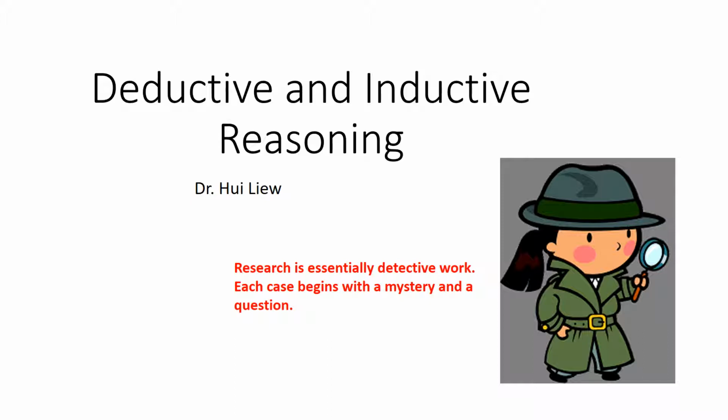There are two main modes of reasoning in social science, the deductive reasoning mode and the inductive reasoning mode. As I mentioned earlier, research is essentially detective work. Each case begins with a mystery and a question.